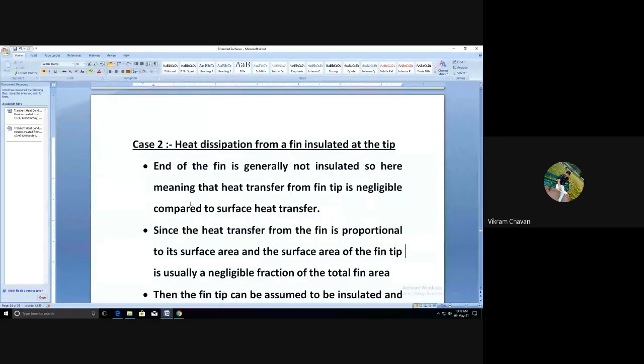Is everyone getting the meaning of a fin insulated at the tip? Is there any question, any doubt?